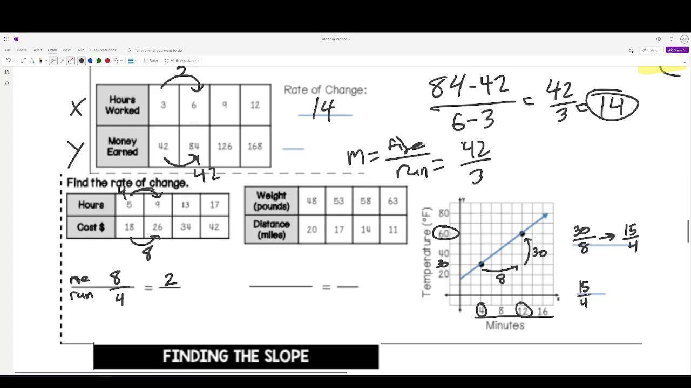I would prefer we generally leave slopes as fractions because then we can see a rise and a run. Technically, you could also say that this slope is 3.75. The problem is if you're graphing that or trying to interpret a rise and run from that, it's a lot more ugly than if we just leave it as 15 over 4.